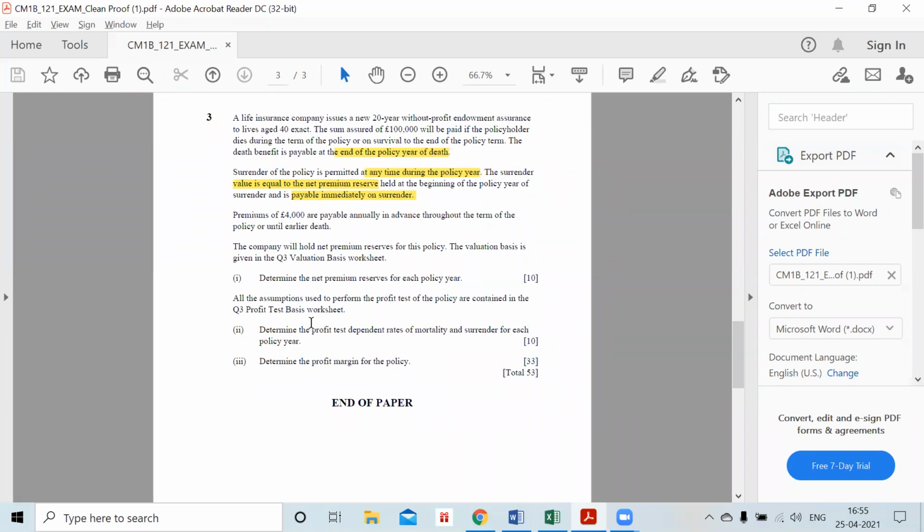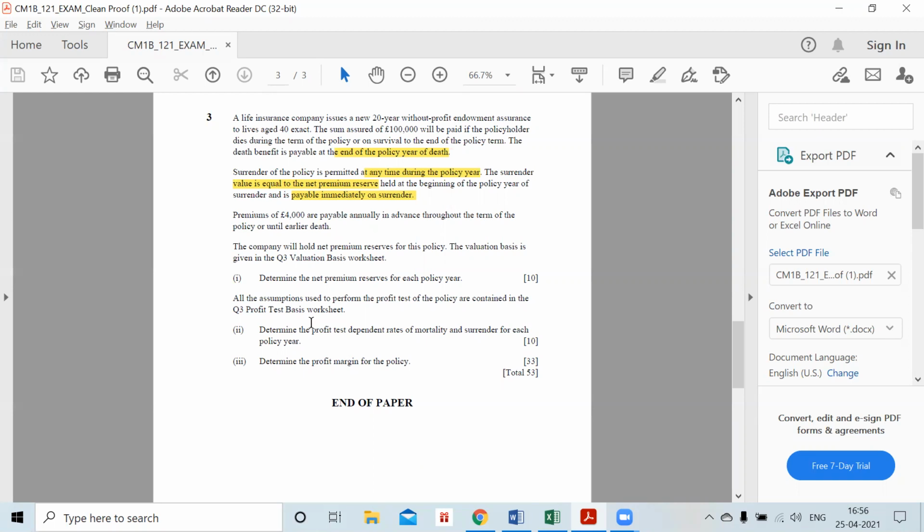A life insurance company issues a 20-year with-profit endowment assurance to lives aged 40 exact. The sum assured of 100,000 will be paid if the policyholder dies during the term of the policy or on survival to the end of the policy term. The death benefit is payable at the end of the policy year of death. Surrender of the policy is permitted at any time during the year. The surrender value is equal to the net premium reserve held at the beginning of the policy year and is paid immediately on surrender. So surrender value is paid only and immediately on surrender.